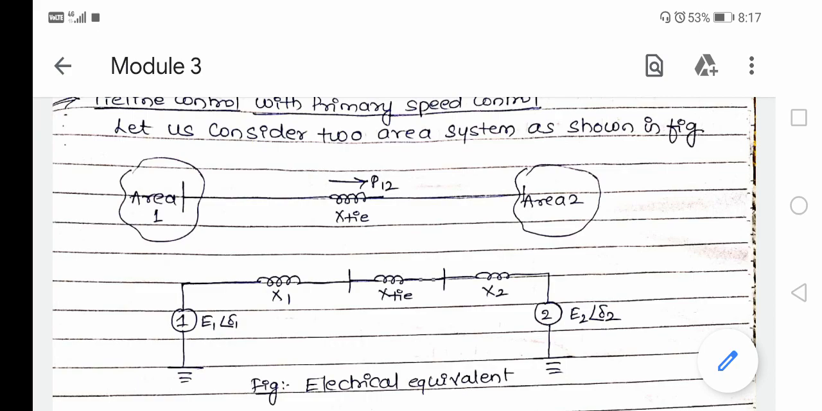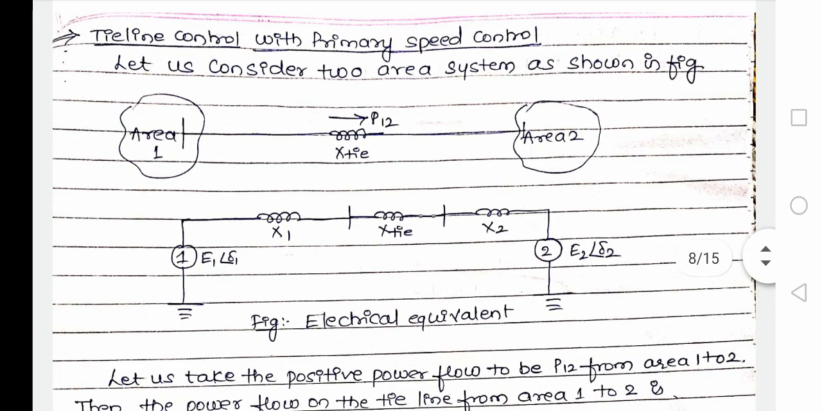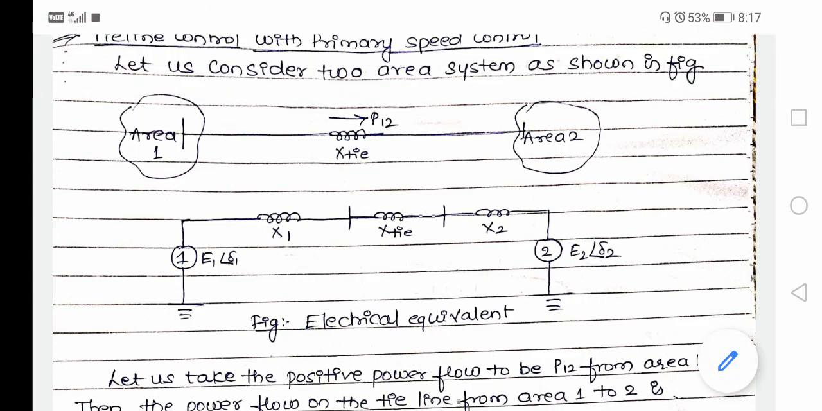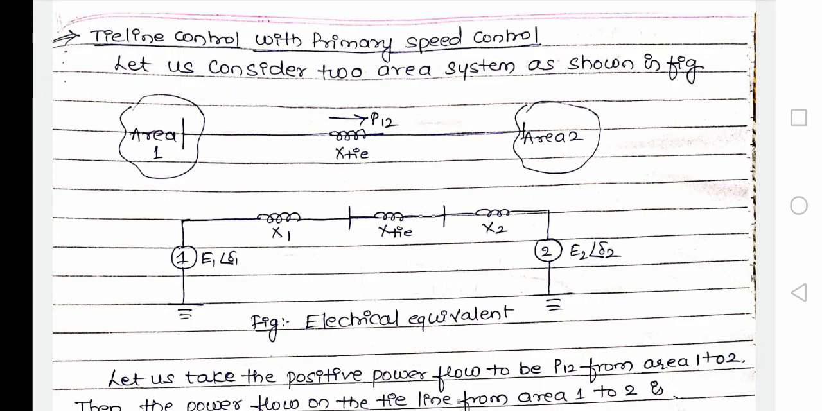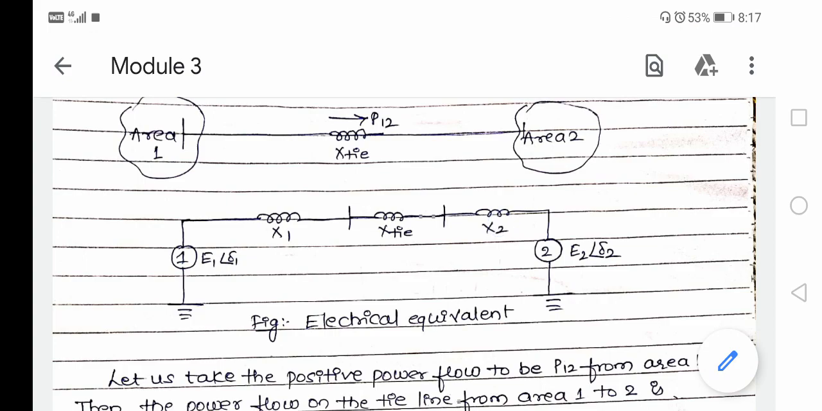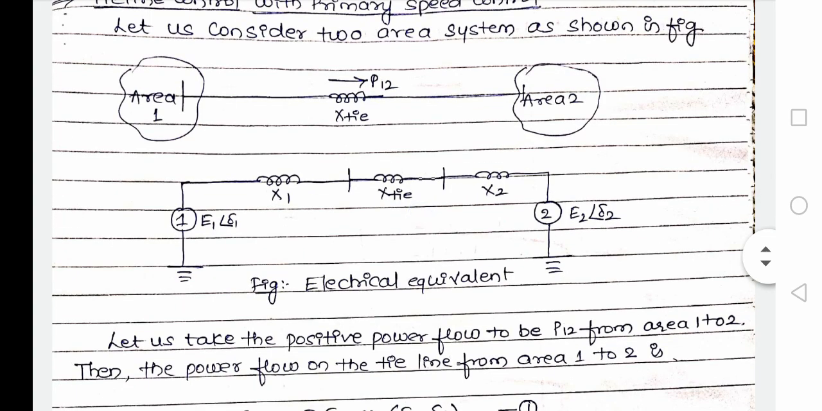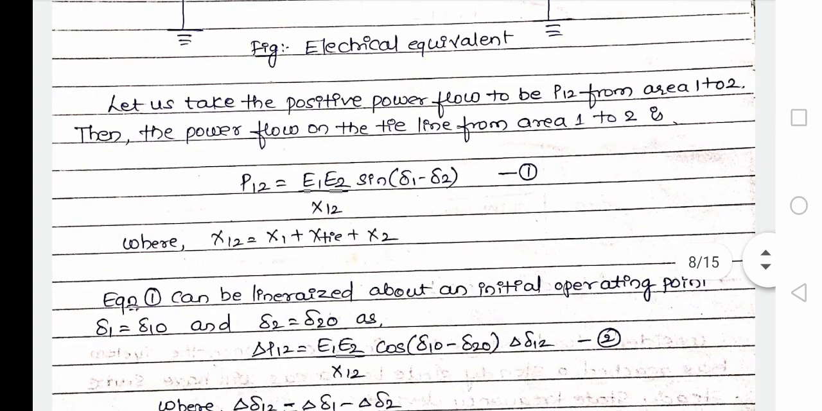P12, and that tie line is having a reactance of X tie. To represent this two area system in terms of the electrical equivalent circuit, we need to take the two areas 1 and 2. So area number 1 is having E1 angle of delta 1 and area number 2 is having E2 angle of delta 2, and area number 1 is having a reactance of x1 and area number 2 is having a reactance of x2, and this tie line is having a reactance of x tie.